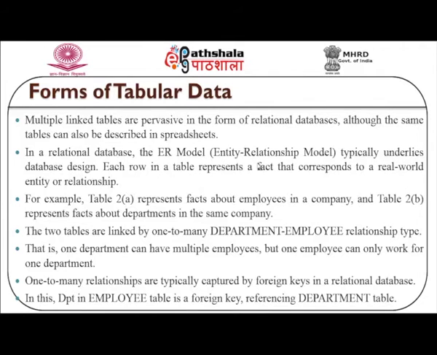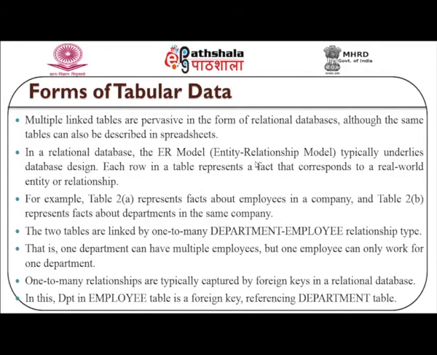Each row in a table represents a fact that corresponds to a real-world entity or relationship. For example, table 2a represents facts about employees in a company, and table 2b represents facts about departments in the same company. The two tables are linked by a one-to-many department-employee relationship type. That is, one department can have multiple employees, but one employee can only work for one particular department.